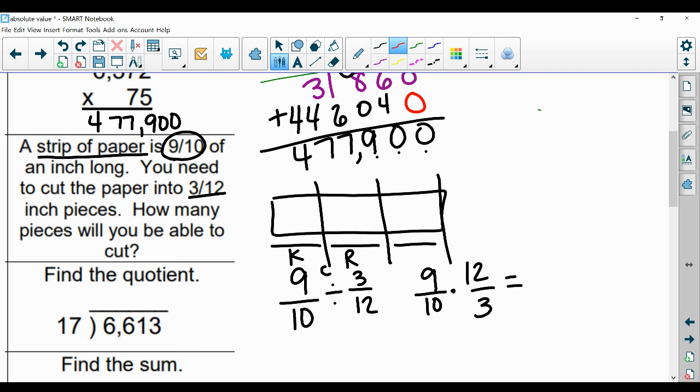Now one thing you can do is cross cancel here. And we've talked about cross canceling if the number is the same, but you can also do it if they have a common factor. I know that 3 and 9 have a factor of 3, so they both can be divided by 3. 3 divided by 3 is 1. 9 divided by 3 is 3. I also know that 10 and 12 are both even. So if they're both even, then we can cross cancel and take 2 out. So 12 divided by 2 is 6, and 10 divided by 2 is 5.